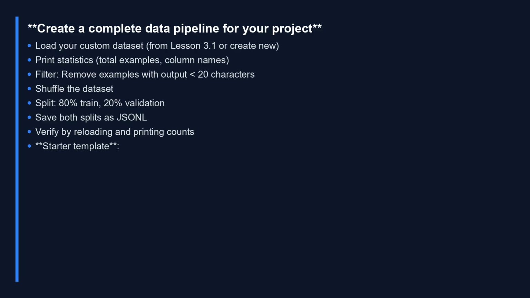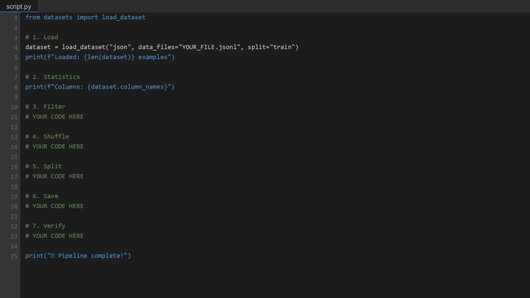A starter template is provided below to get you oriented. The starter template handles the load and initial print, then marks the remaining steps with comments. Fill in each comment block with the appropriate function calls from this lesson. The structure is intentional. Each step builds on the previous output, so if something goes wrong, the print statements at each stage will tell you exactly where the pipeline broke down. The completion message at the end is your confirmation that all 5 steps executed without errors.